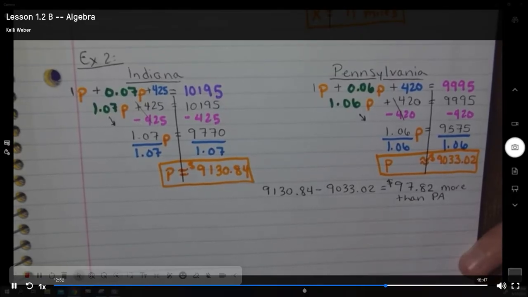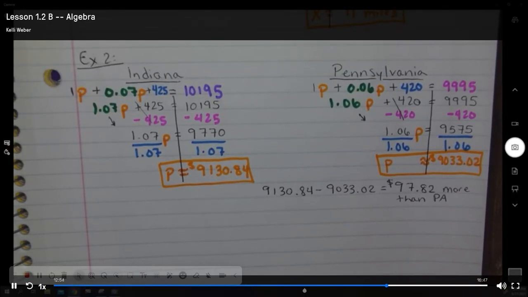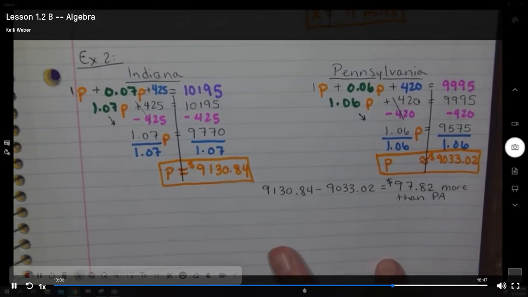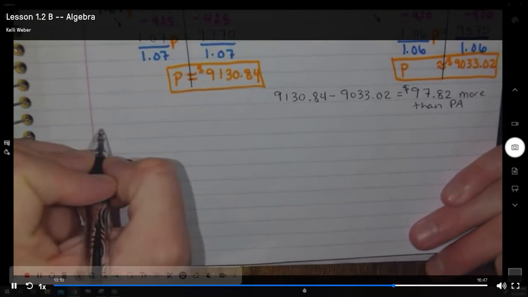I'm going to use PA for Pennsylvania. So it's $97.82 more than they would have paid in Pennsylvania, or than this person did pay in Pennsylvania. Initially, their costs were quite close as well. All right, example 3.